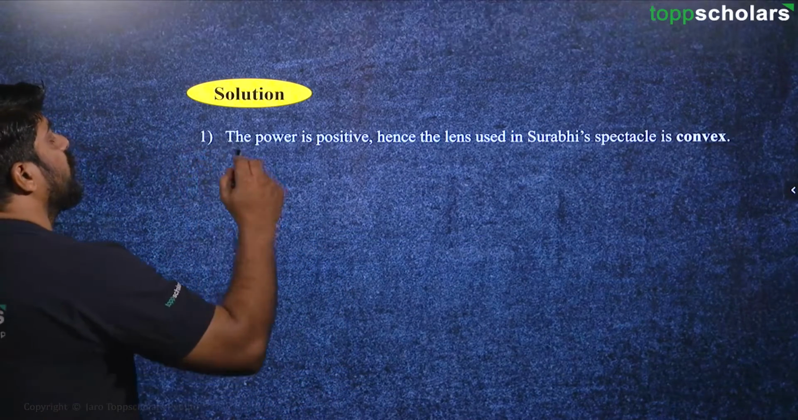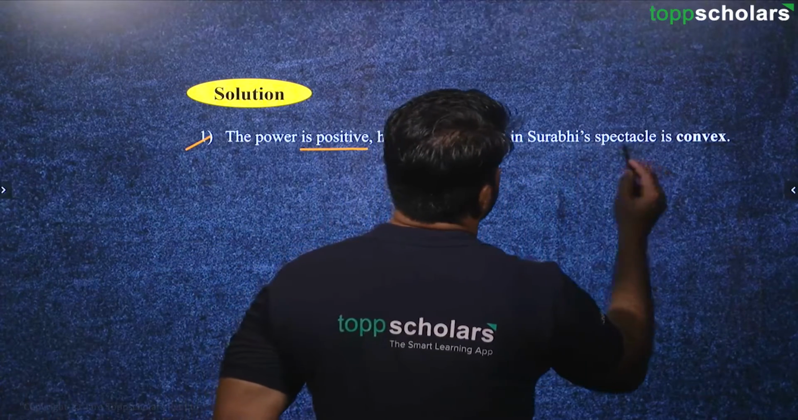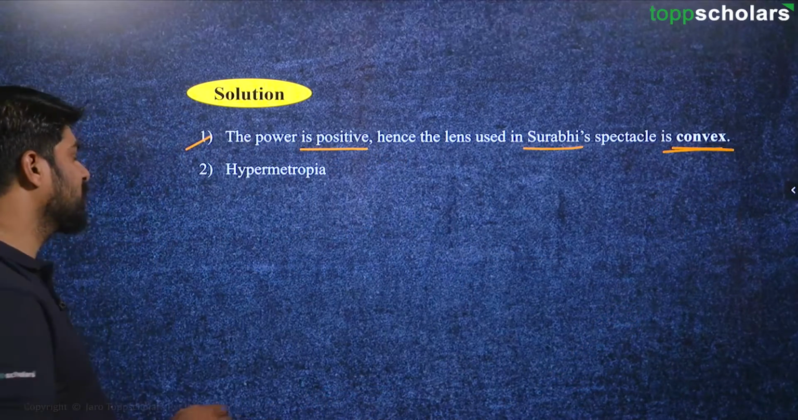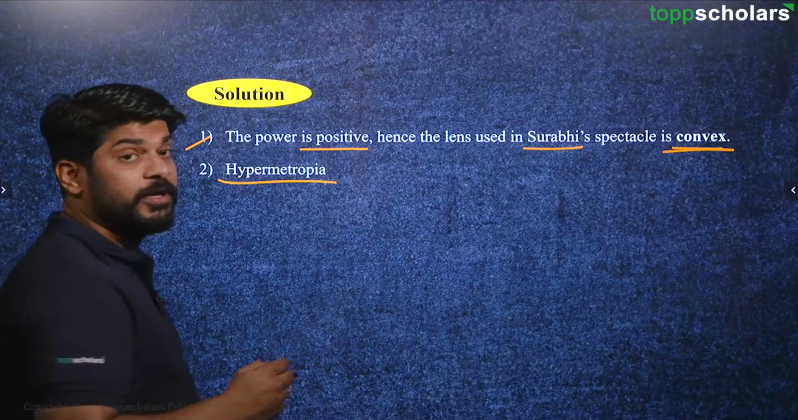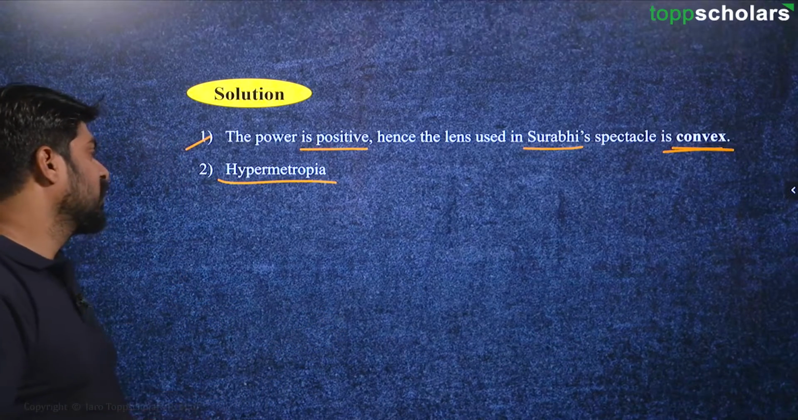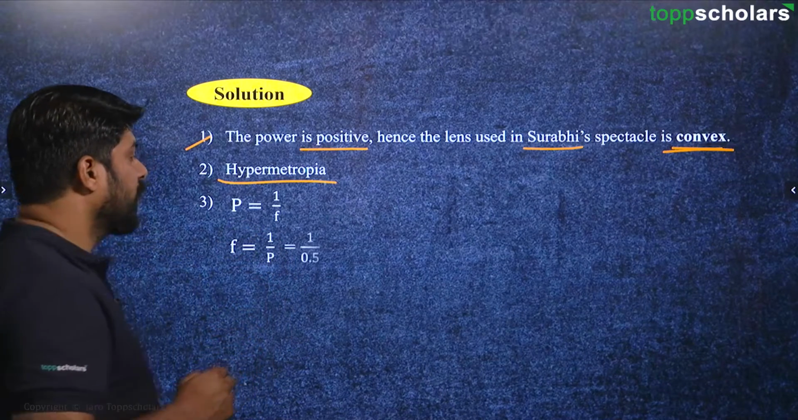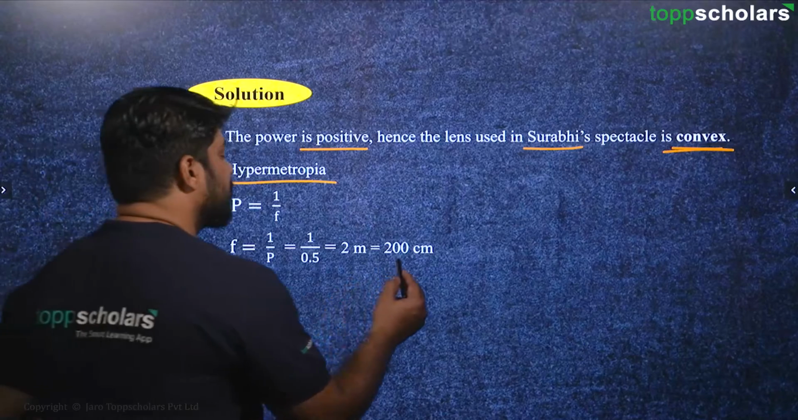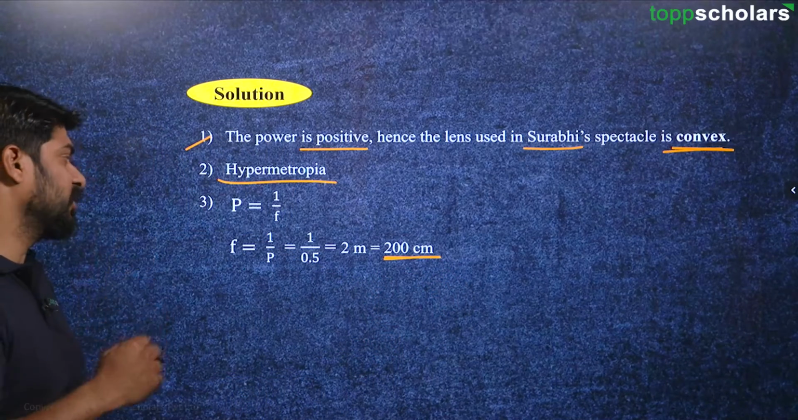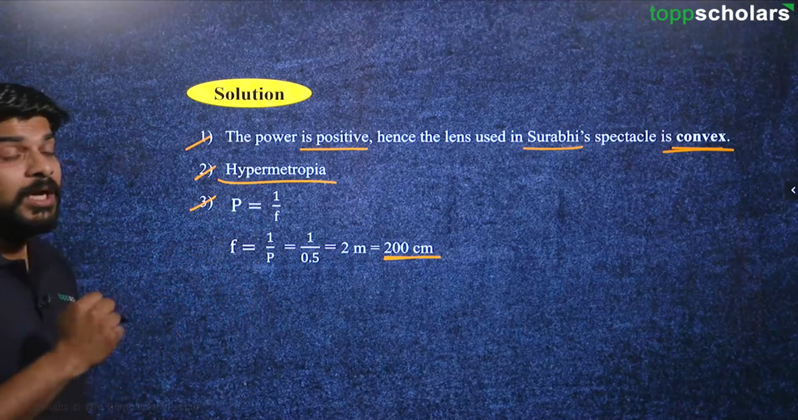First, the power is positive, hence the lens used in Surabhi's spectacle is convex. Next, the defect she is suffering from is hypermetropia, as we had previously discussed. Then the next is power is equal to 1 upon f, and we can calculate this. F comes out to be 200 centimeters, isn't it? So these are the answers to the questions.